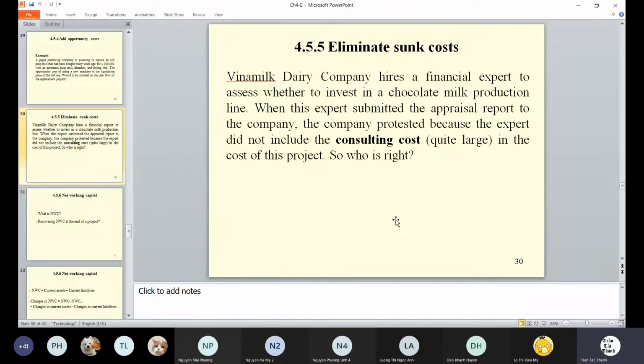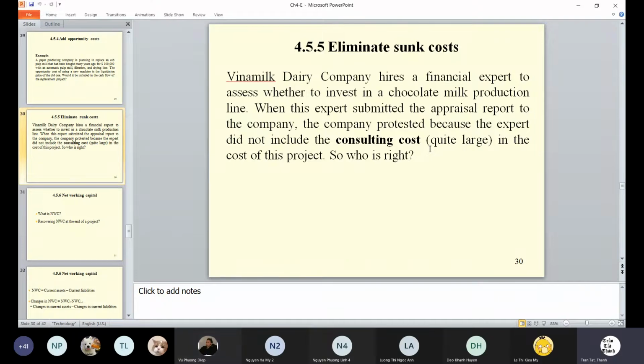Is the finance expert right or the company? The company did not agree, the company says that the consulting cost should be the relevant cost cash flow. But the expert says that it is not the relevant cash flow. So who is correct? The expert is right. Okay, correct.